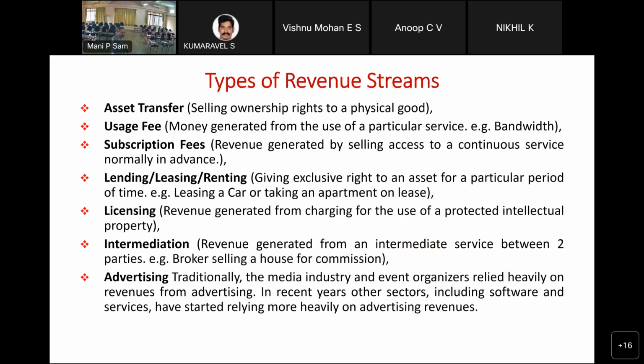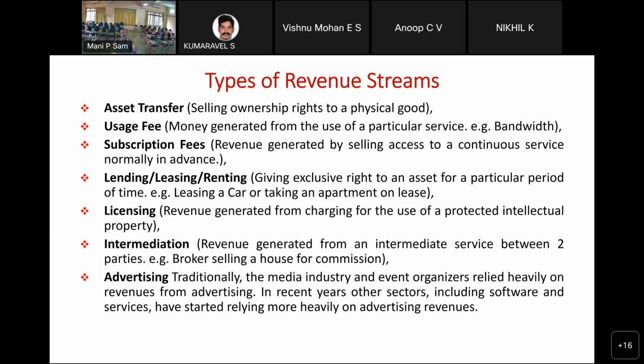So how you get the revenue, the streams can be various. You can have a standard asset transfer model. That is, you go to a shop, buy an item, pay the cost. That is the asset transfer model. You may have usage fee. Most of the cloud services will be, what do you use? You pay for it. There can be a subscription model. You underwrite for so much of a service for you, so much of bandwidth for you for the month. You pay the subscription in advance. Lending, leasing, renting, you're taking it for a particular period and paying for it.